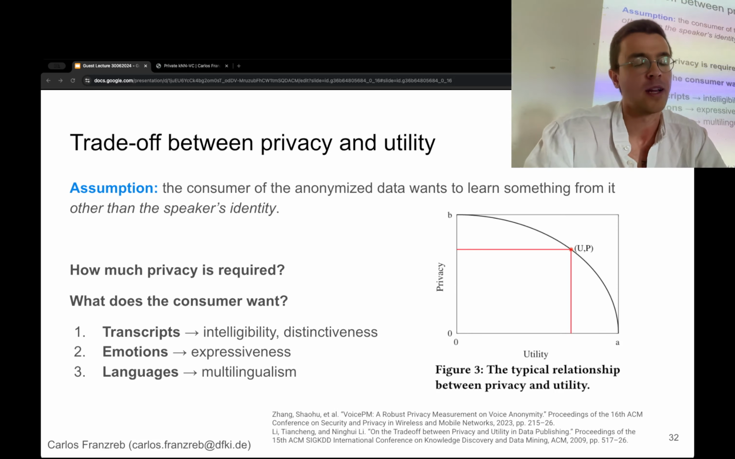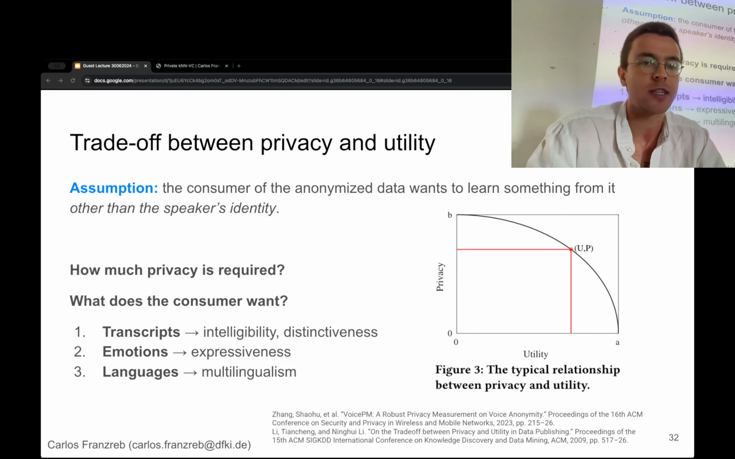Yeah, and then there are, of course, other requirements that may be interesting, like multilingualism, if you are using this kind of systems in a scenario where multiple languages may occur.